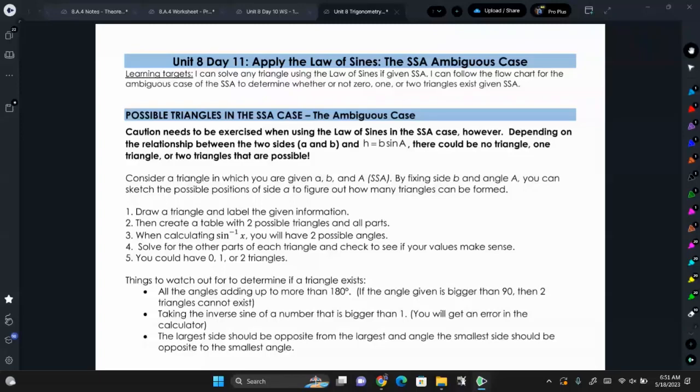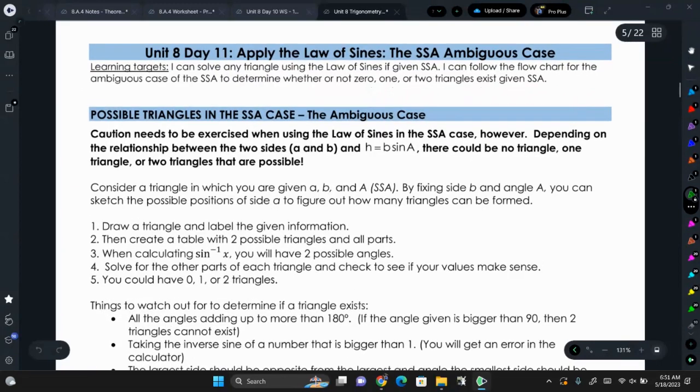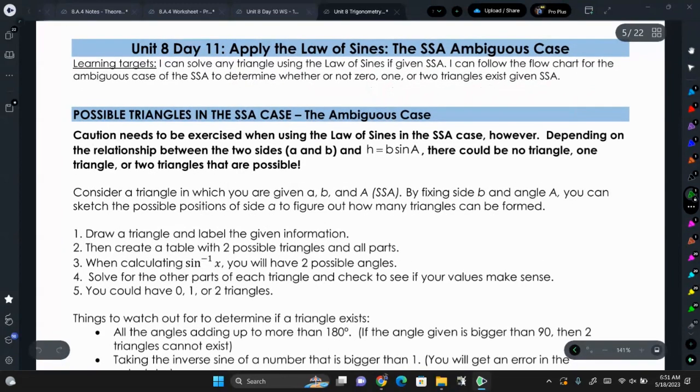Today we're going to talk about an extension of the law of sines, and it's called the ambiguous case. The ambiguous case arises when we have two sides given and an angle. We call that SSA, where you have two sides and an angle. The reason it's called the ambiguous case is because it's possible that two triangles could exist with the given information, or that no triangles exist with the given information.